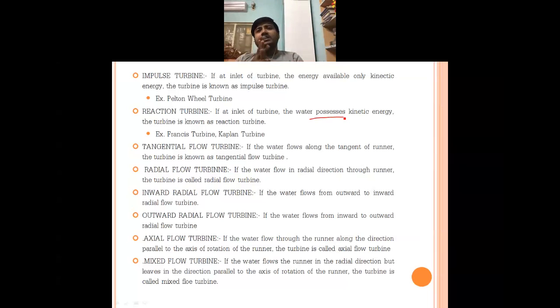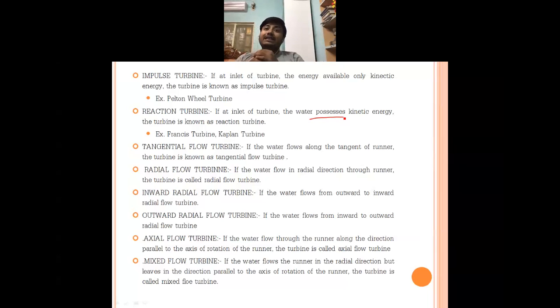It is known as the reaction turbine. Examples of the reaction turbine are the Francis turbine and Kaplan turbine. Next, as per the flow direction, hydro turbines are classified into four parts: tangential flow turbine, radial flow turbine, axial flow turbine, and mixed flow turbine. I will come to the definitions one by one.